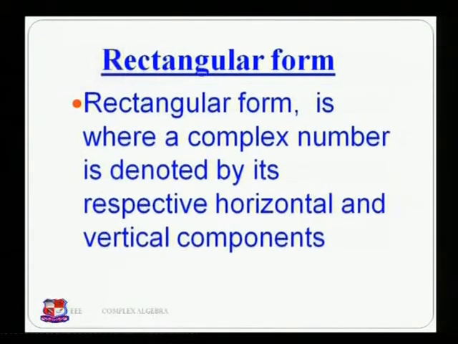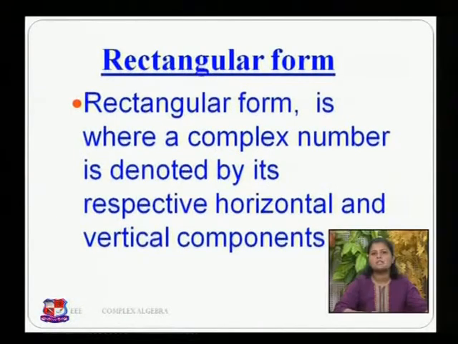Second is the rectangular form. In rectangular form, a complex number is denoted by its respective horizontal and vertical components, or you can say in rectangular form your quantity is represented by a real part and an imaginary part. Your real part is the horizontal component, the imaginary part is your vertical component. If you make the combination of these 2 components, your quantity is represented in rectangular form.